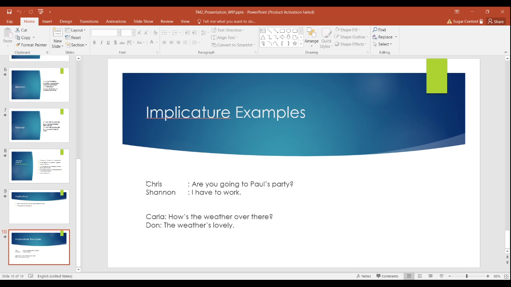And if you look at the second example, Carla and Dawn are talking to each other. Carla said, "How's the weather over there?" And then Dawn said, "Oh, the weather is pretty lovely." What's being implicated here is that Dawn is saying that the weather where he's at is really bad, because he said this in a bit of irony.